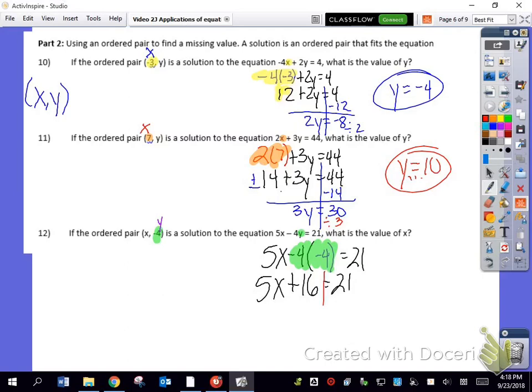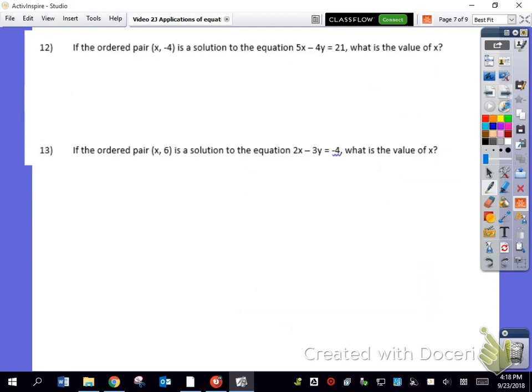And then you solve it. Opposite of adding 16 is to subtract 16. So 5x equals 5. And the opposite of multiplying by 5 is to divide by 5. So x equals 1. And the last one, number 13.